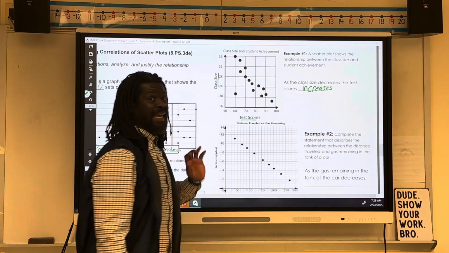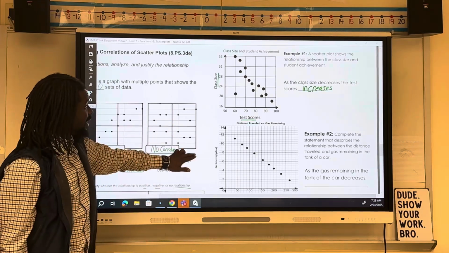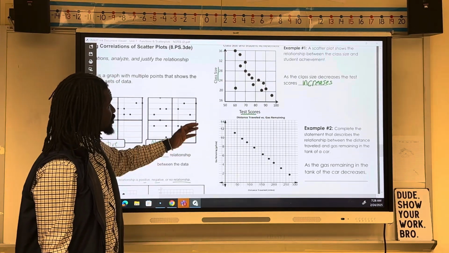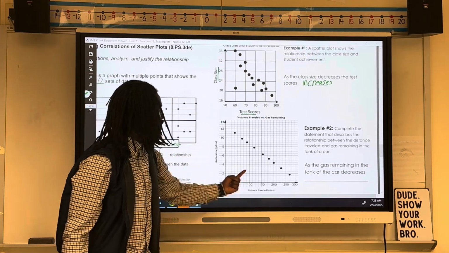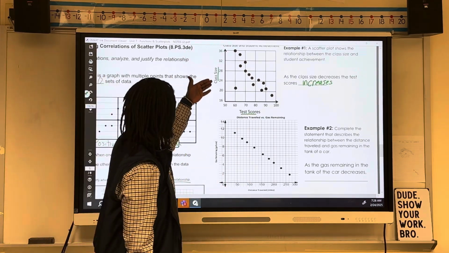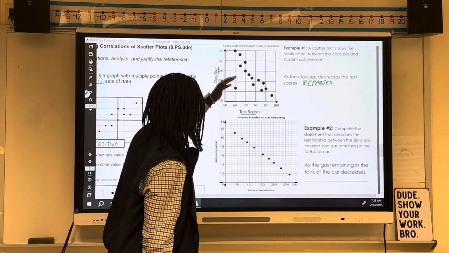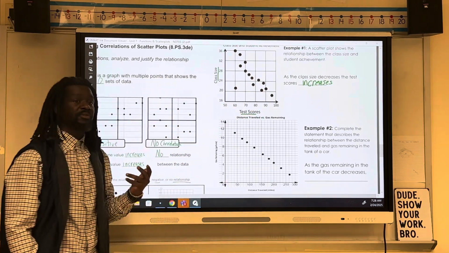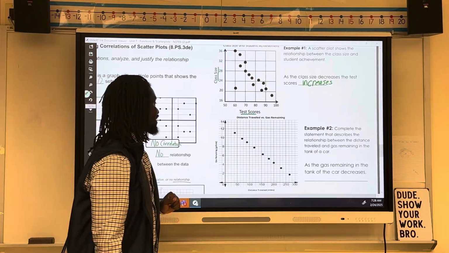So again, when I am trying to figure out what the relationship is, I really have to pay attention to the axes, right? And I have to think about what's happening to those variables as I'm moving along each of the axes. Okay, let's look at example number 2.